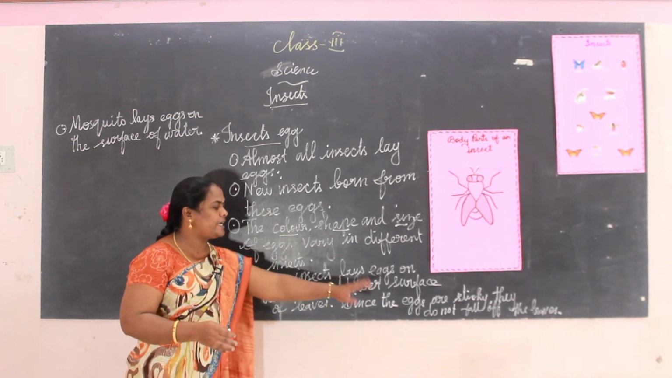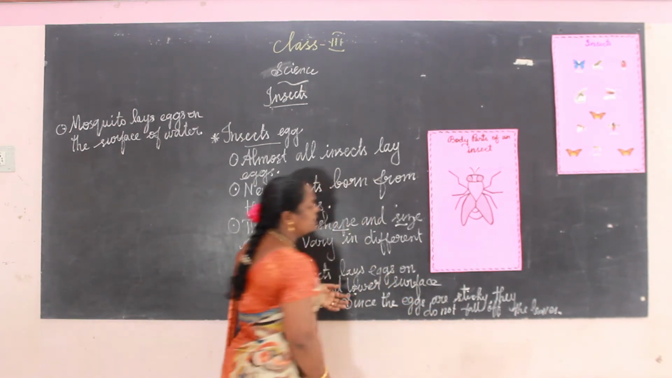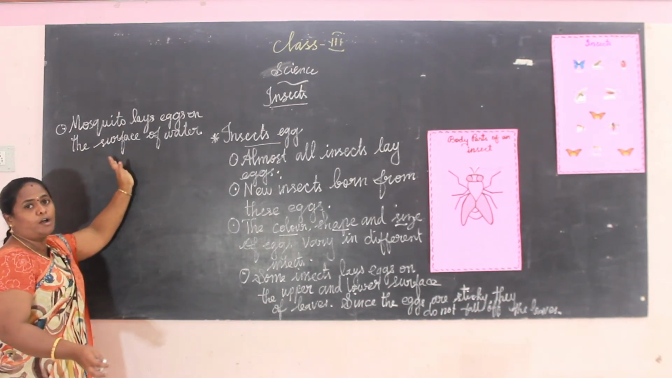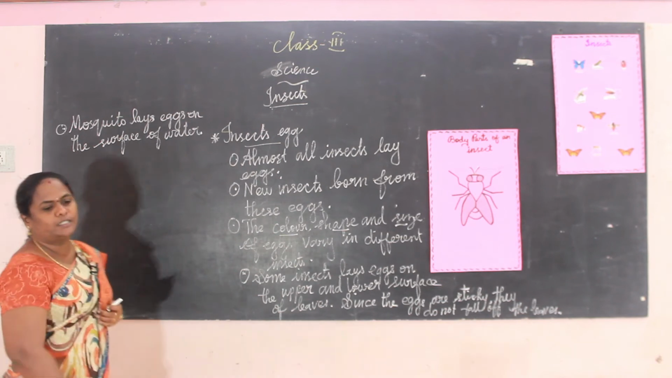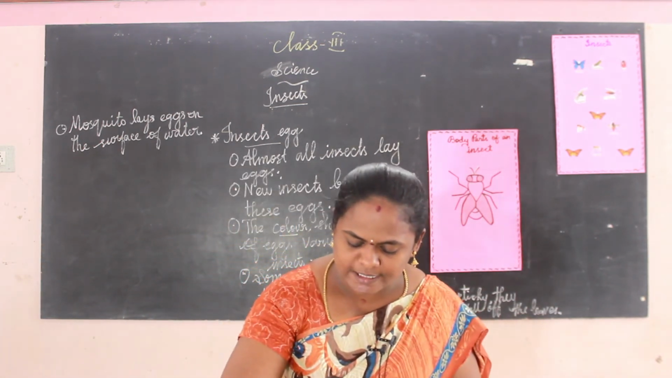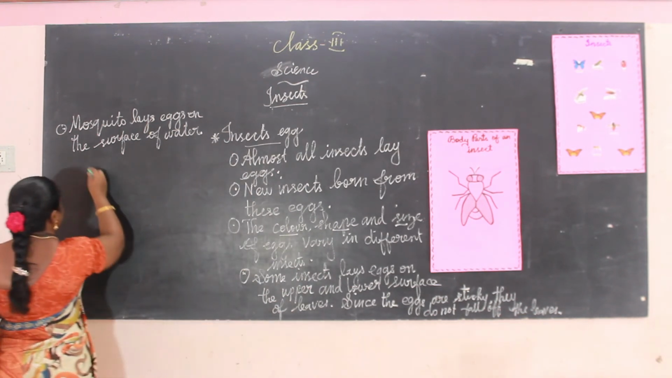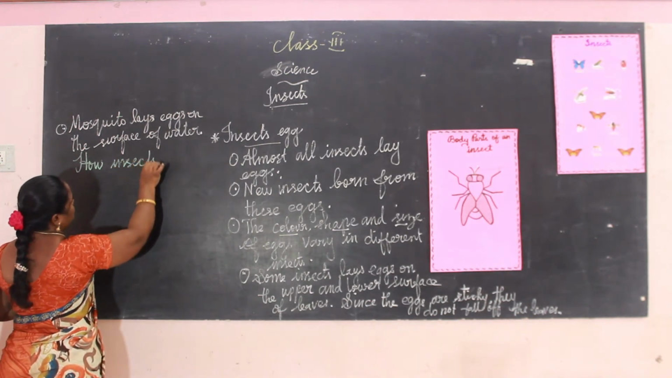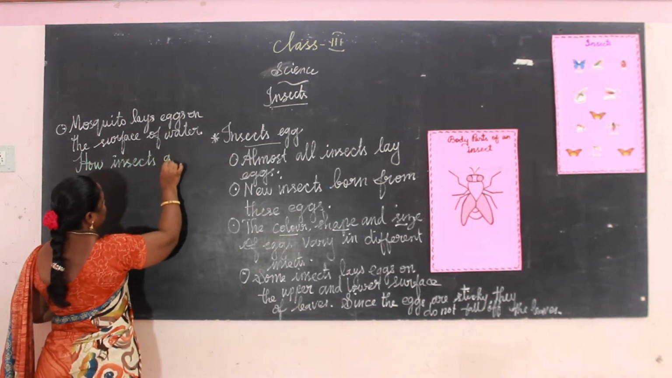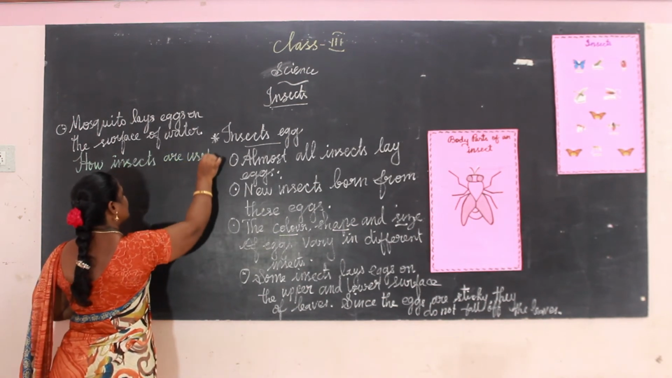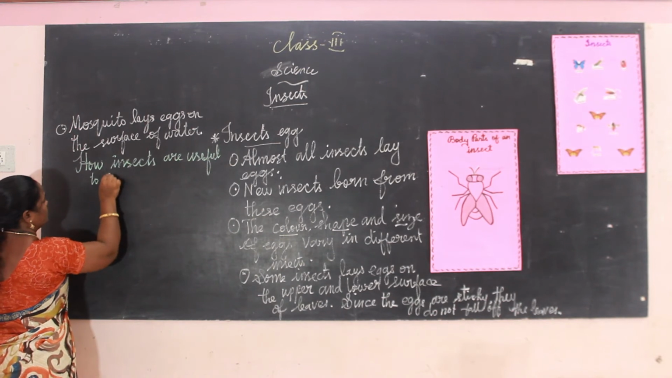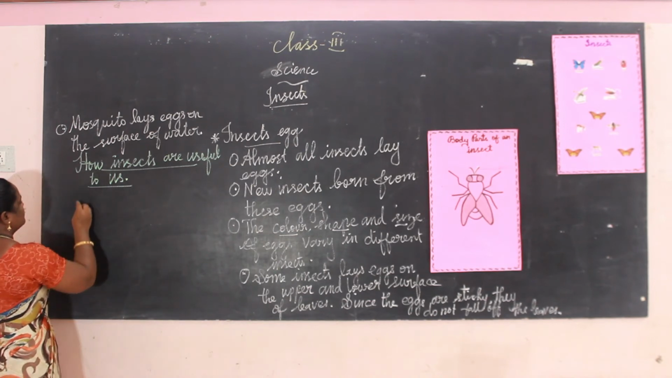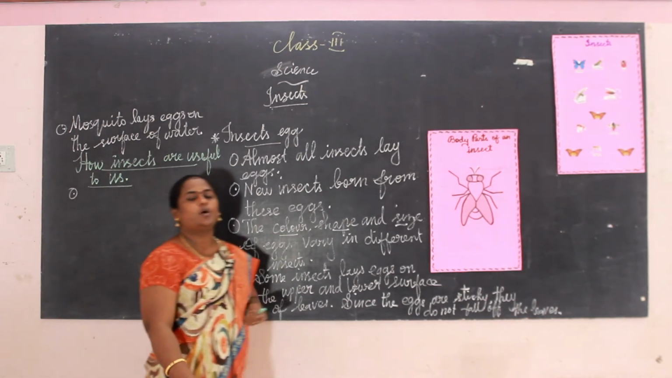And since the eggs are sticky, they do not fall off the leaves, and mosquito lays eggs on the surface of water. And then next we learn how insects are useful to us. How insects are useful to us.